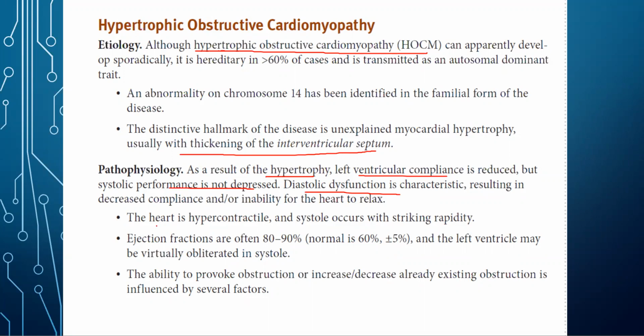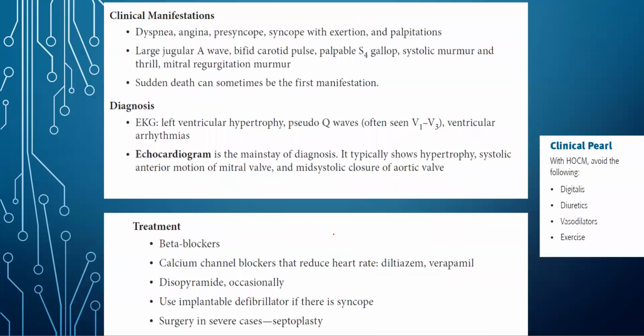In this case, the heart becomes hypercontractile. Why? Because there is a lot of muscle in the heart, right? So the heart becomes powerful, hypercontractile, and because of that, systole occurs with striking rapidity. Because of this hypercontractility, sometimes you can get a finding called a large jugular A wave with a bifid carotid pulse.